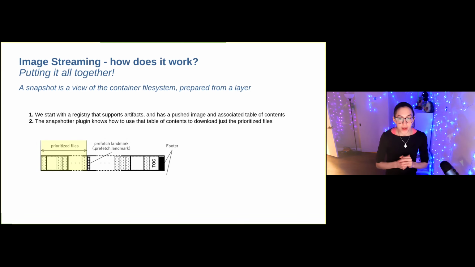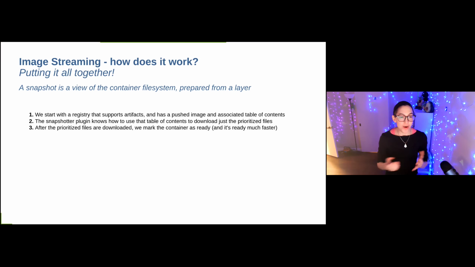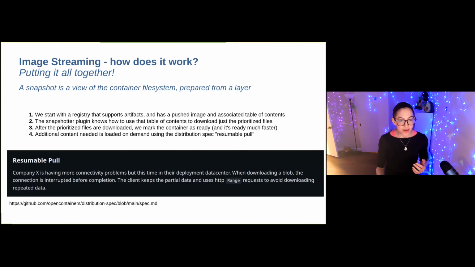The snapshotter plugin knows how to get the table of contents and how to get the image. It's just going to download the prioritized files and prepare the image. The image is going to be running. From the standpoint of the user, it just starts running really quickly, and you're like, wow, this is total magic. Now, after those prioritized files are downloaded, the container is ready, et cetera.